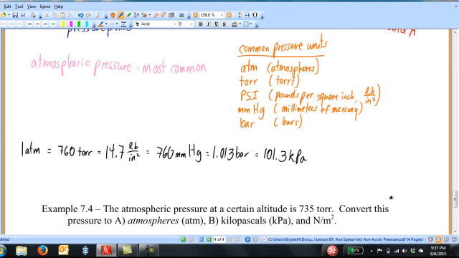101.3 kilopascal is equal to 1 atmosphere. Incidentally, the torr is named after Torricelli, a student of Galileo's. Kilopascal is named after Pascal, both men involved with the study of pressure. 1 atmosphere is equal to 760 torr. That's equal to 14.7 pounds per square inch. That's also equal to 760 millimeters of mercury. That's equal to 1.013 bar. And that's equal to 101.3 kilopascal.